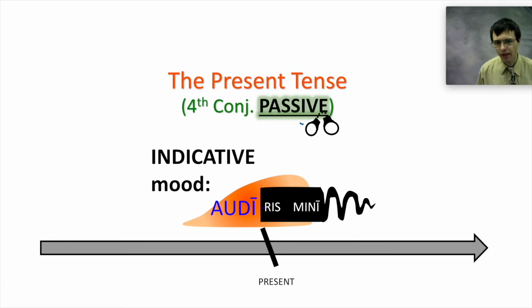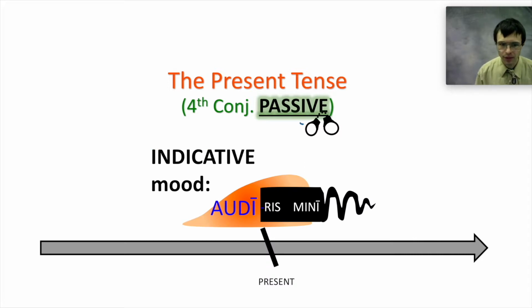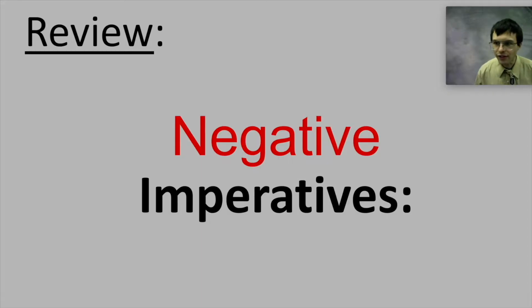All right, and then fourth conjugation, long I verbs: audiris, audimini, versus the imperative audire, audimini, be heard. And of course, the indicative could be either one, you are heard, but the imperative, be heard, is only that one. All right, so before we can bring all our imperatives together, let's briefly review the negative imperatives that you had at the end of chapter 21.